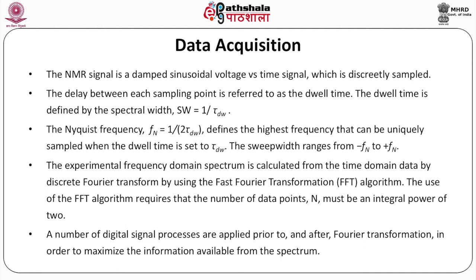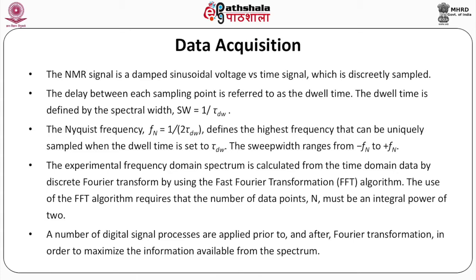Data acquisition. The NMR signal is a damped sinusoidal voltage versus time signal and it is discretely sampled. The delay between each sampling point is referred to as the dwell time. The dwell time is defined by the spectral width SW equal to 1 by tau DW. The Nyquist frequency Fn is equal to 1 divided by 2 tau DW. This defines the highest frequency that can be uniquely sampled when the dwell time is set to tau DW. The sweep width ranges from minus Fn to plus Fn.